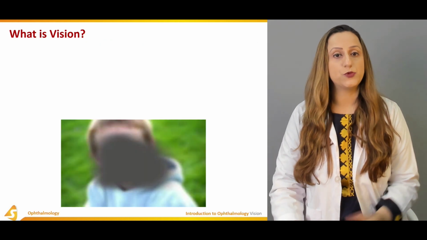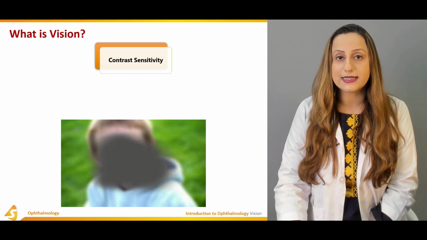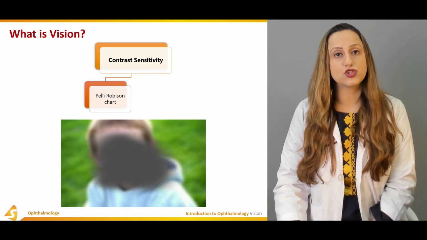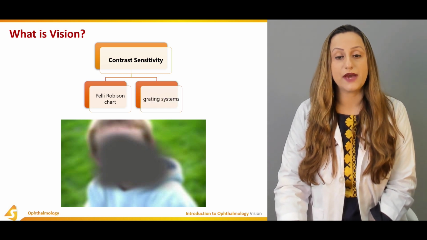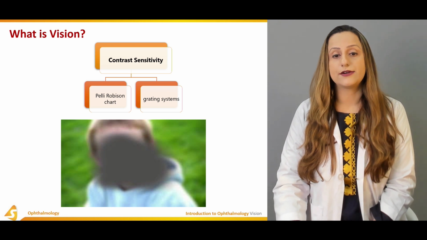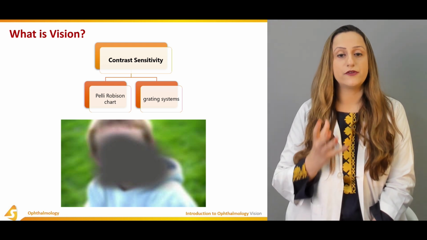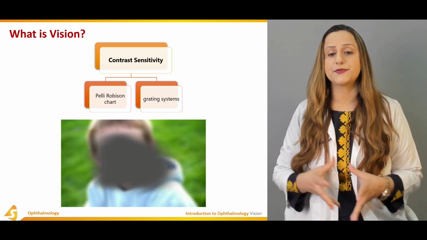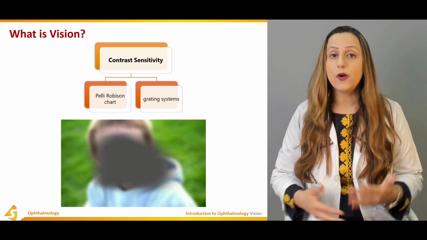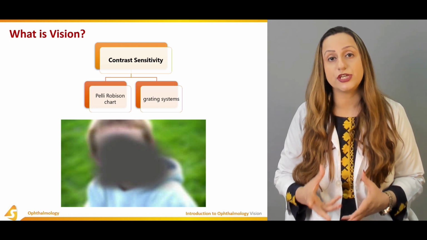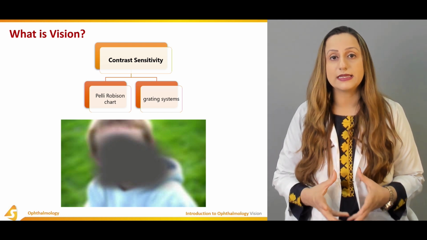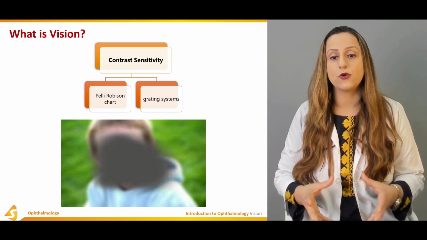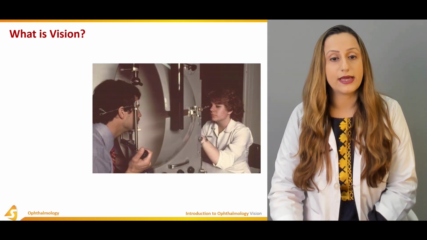So what is vision? We have the contrast sensitivity. Pelli-Robson charts are used for this. We have the grading systems that are commonly used to evaluate contrast sensitivity in the individual. Over here in this picture, it's basically how a person with macular degeneration would look at these individuals. This is how we basically go about looking at these individuals.